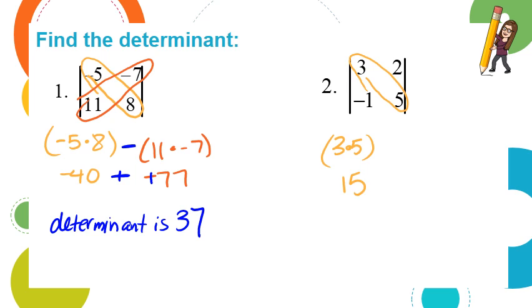We end up with our 15. I'm going to look at my other diagonal, which is 2 times -1, which gets me to -2. I'm finding the difference of those, so we end up with a determinant of 17. So 2 by 2, pretty easy, right? There's not many ways you could mess this up.